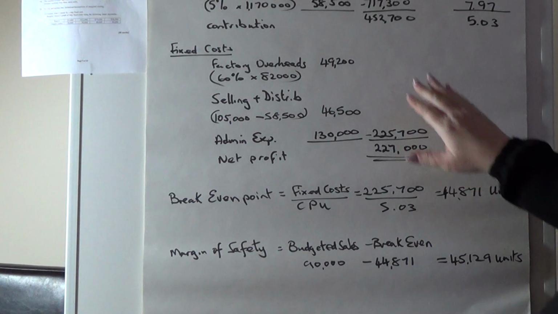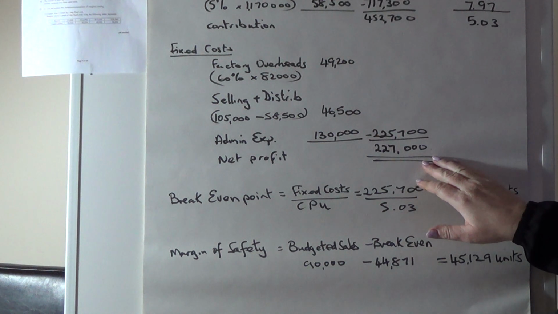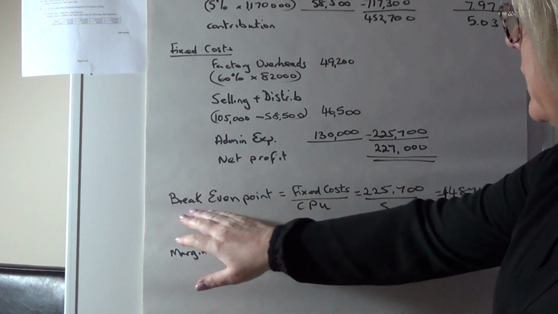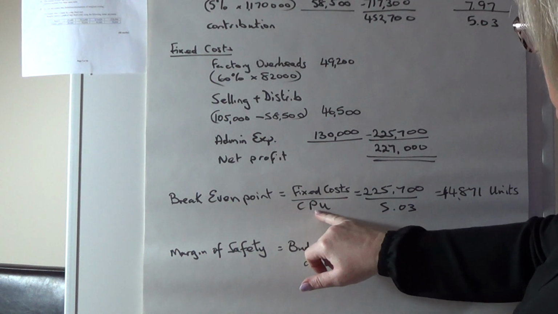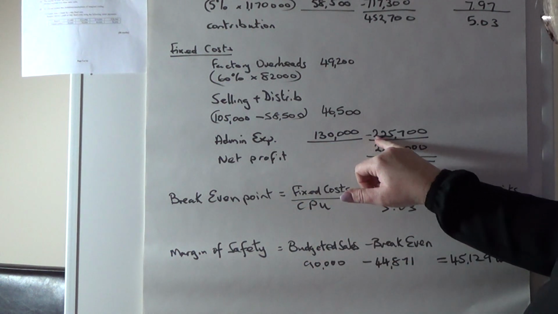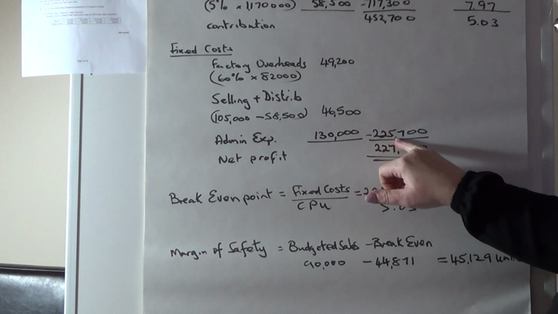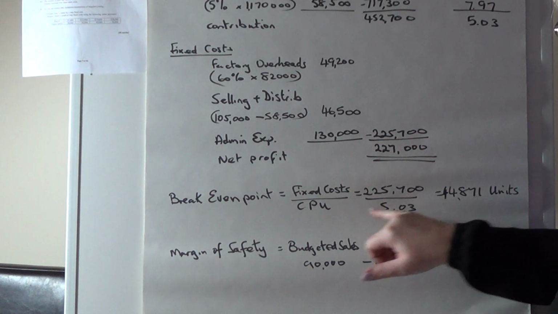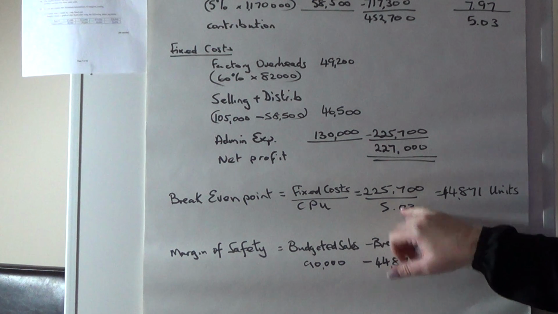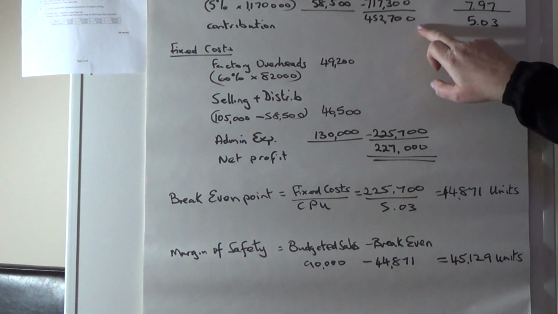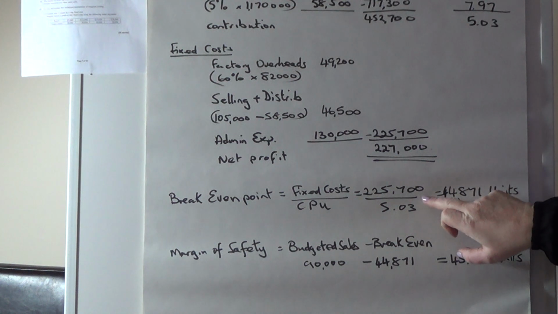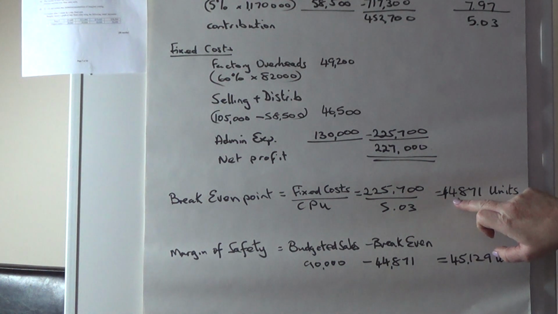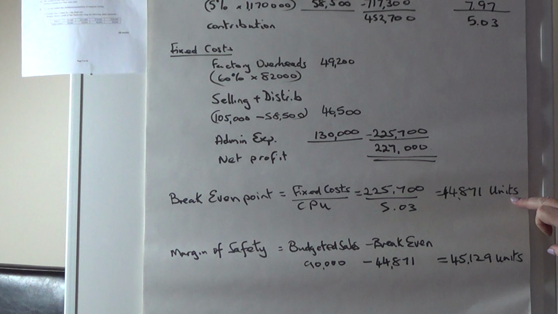So once you have your marginal cost statement done to net profit, then you do your break-even point, and that's equal to your fixed costs over the contribution per unit. So our fixed costs here were 225,700, and we're dividing by the contribution per unit. So our contribution per unit is 5.03. So dividing that in, it tells us we have 44,871 units to produce in order to break even.